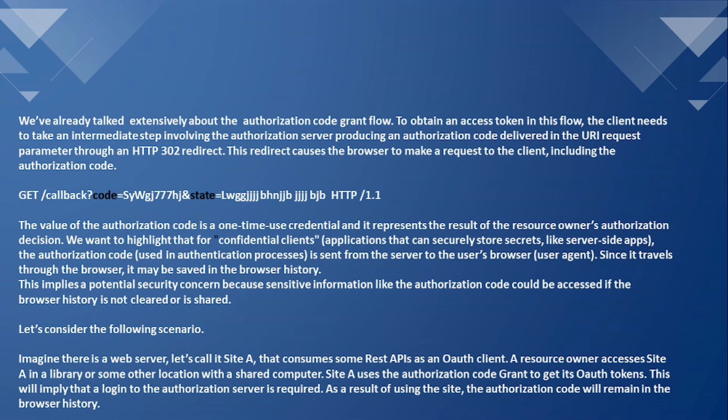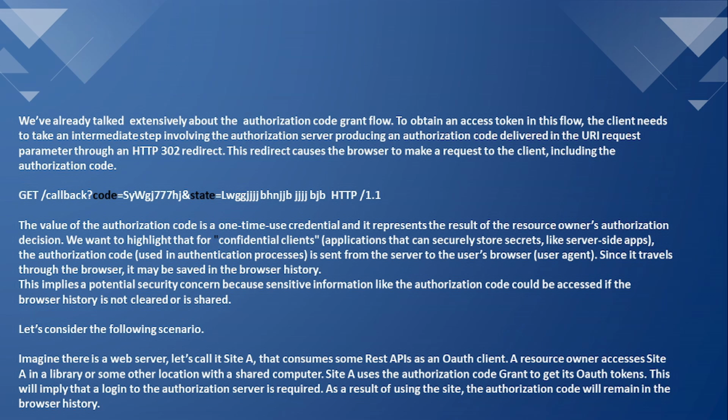That is true. So in the auth code flow, we have the exchange of the authorization code. We already discussed that, right? So basically, it's just the exchange of the authorization code to get an access token. Now we are trying to understand that the authorization code generated from the PingFed server has been sent to the client through the browser. That means it is stored in the browser history also. This implies a potential security concern because sensitive information like the authorization code could be accessed if the browser history is not cleared or is shared.